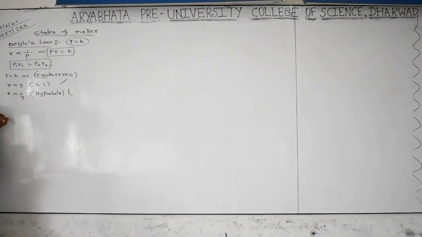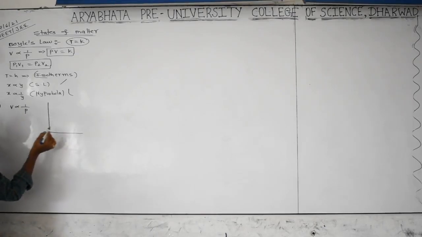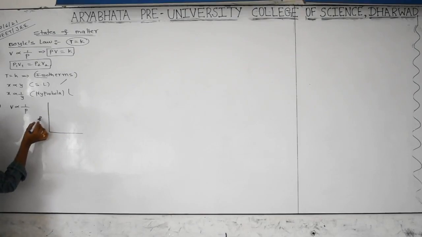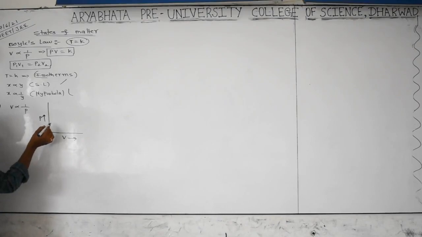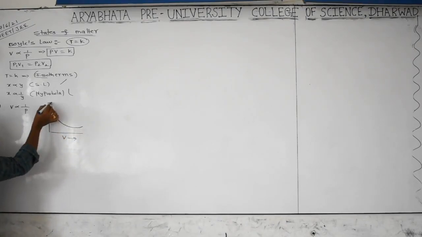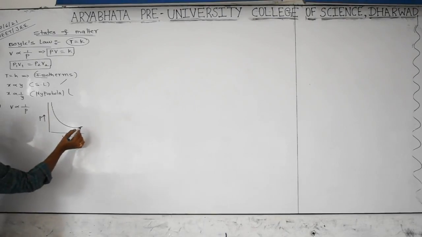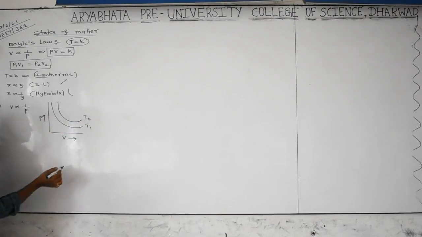Now look at the first graph carefully. Volume is inversely proportional to pressure. For this, we take 1 by pressure on the y-axis and volume on the x-axis. As the pressure goes on increasing, volume decreases. That is called a hyperbola. This is at temperature T1. Another one you get like this, at another temperature T2.